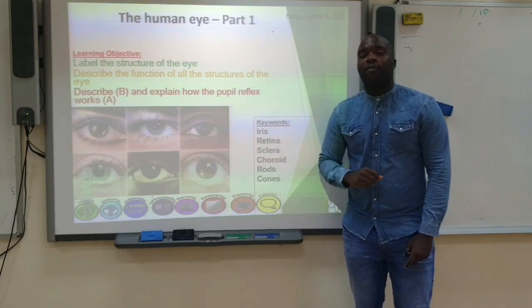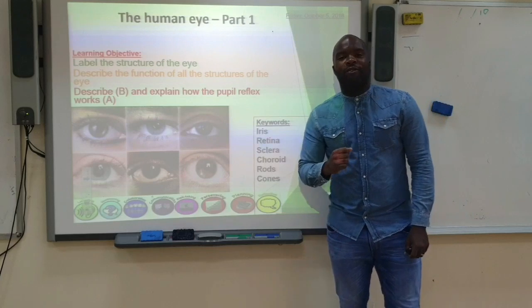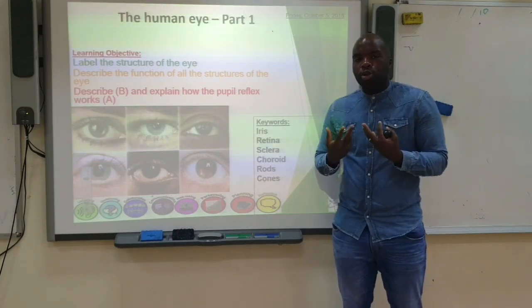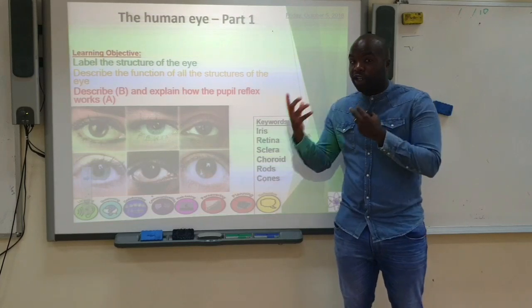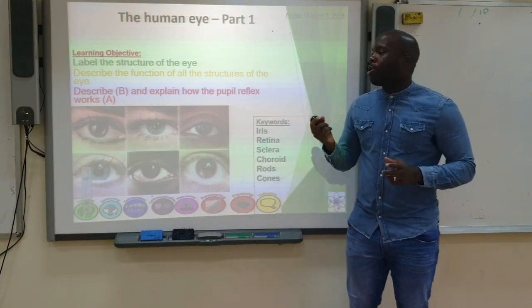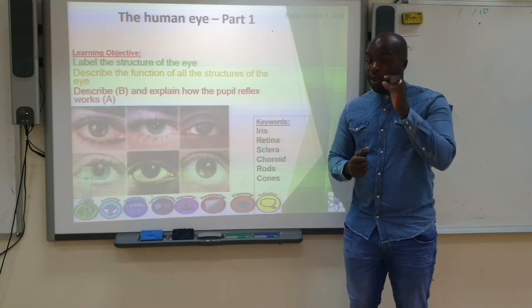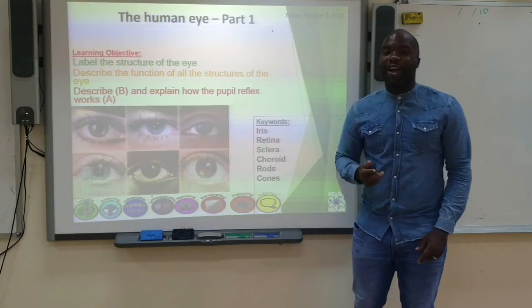Now in today's video we want to look at the human eye, and this is the first part of 2 videos. Hopefully by the end of this video you're able to 1. Label the structure of the eye. We then want you to be able to state the function of these structures, and finally we want you to be able to describe and explain the pupil reflex. So keep sight, get it? Let's get right into it.